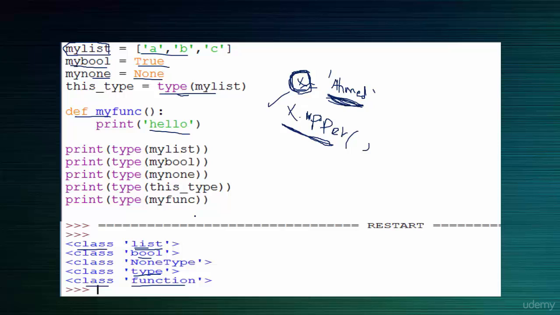Everything we use in Python is just an object. Any variable we use is just an object from a main class which is defined in the programming language, like class list, class bool, class NoneType, class function, class string, and so on. This is what we mean by everything in Python is an object.